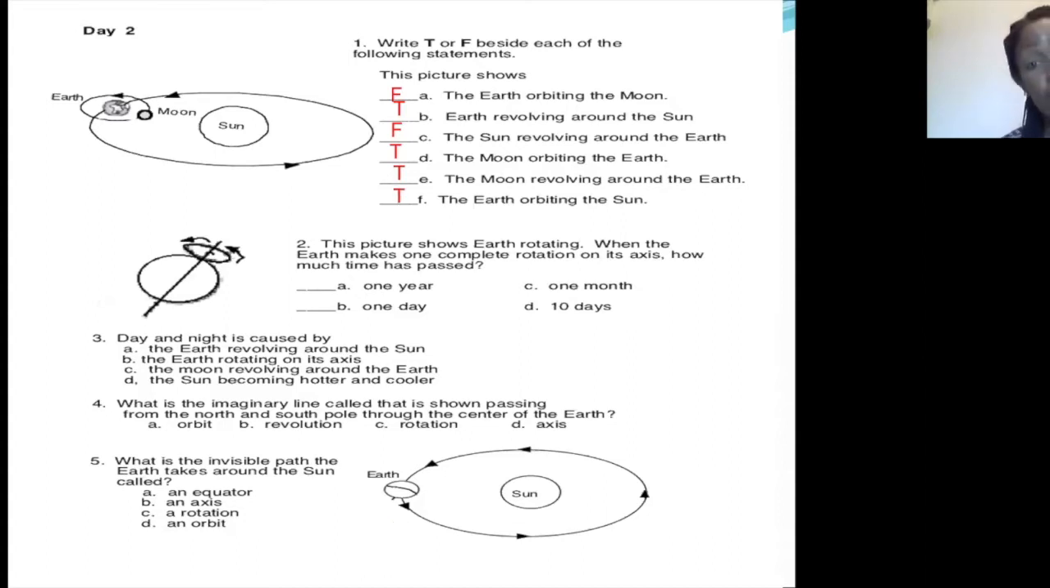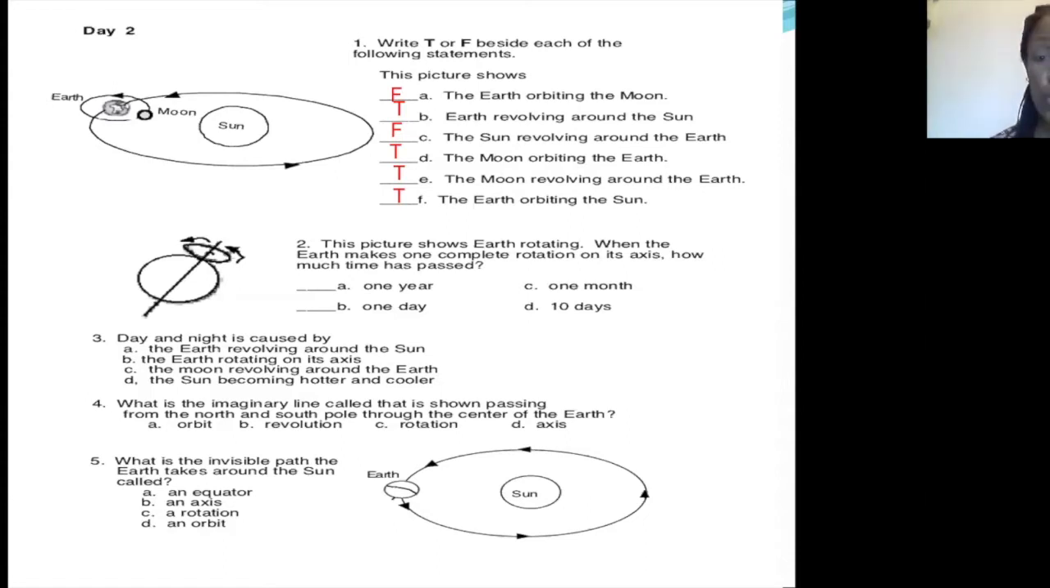You should have gotten 6 right. If you did not put the total or the 6 on that section, so if you got 5 out of 6, you'll put 5 over 6. So let's go to question number 2.